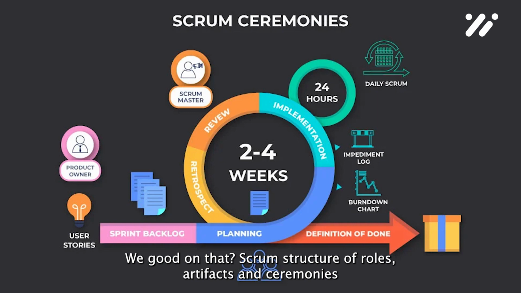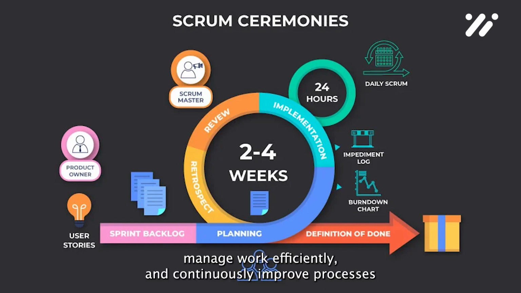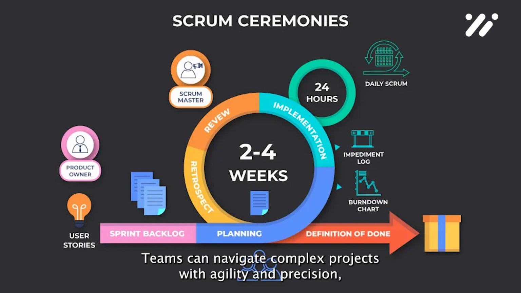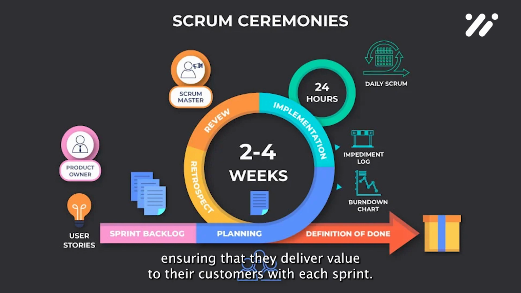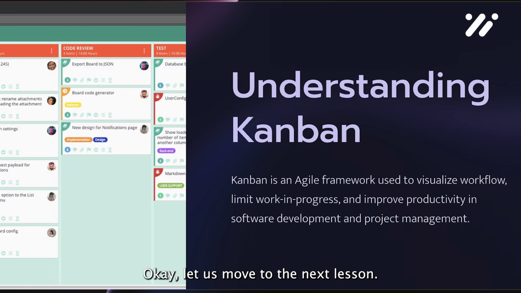We good on that? Scrum's structure of roles, artifacts, and ceremonies creates a robust framework for teams to work collaboratively, manage work efficiently, and continuously improve processes. By understanding and implementing Scrum's components, teams can navigate complex projects with agility and precision, ensuring that they deliver value to their customers with each sprint. Okay, let us move to the next lesson.